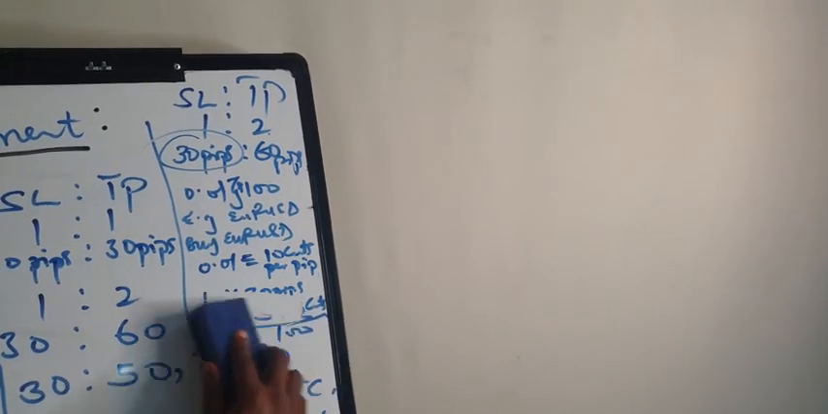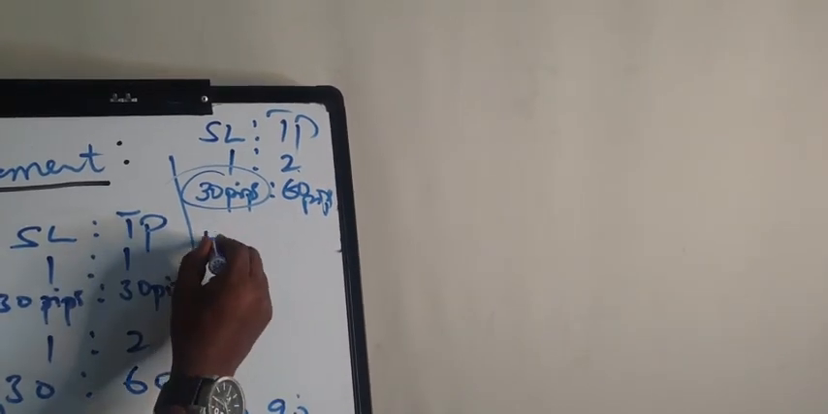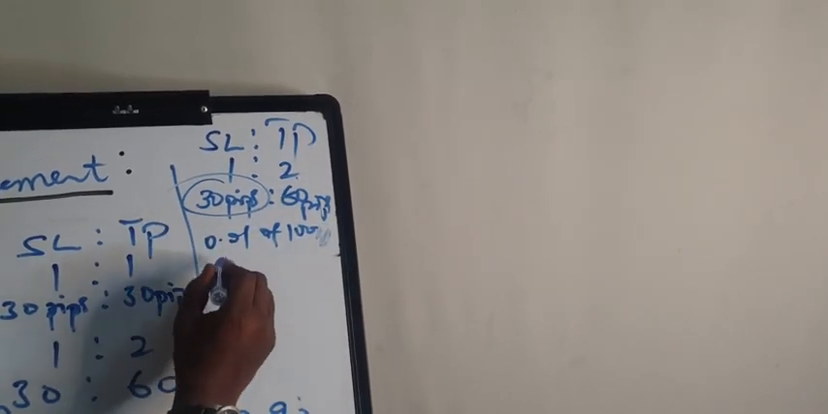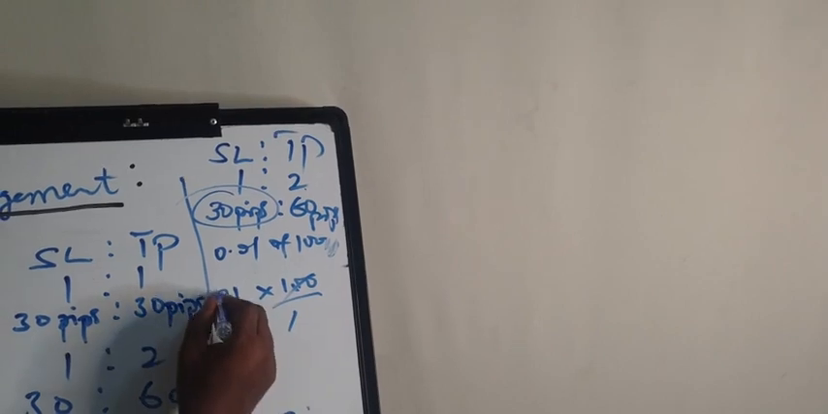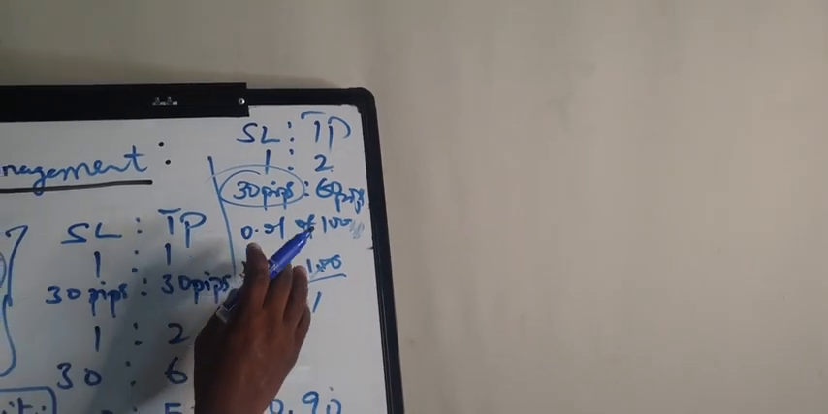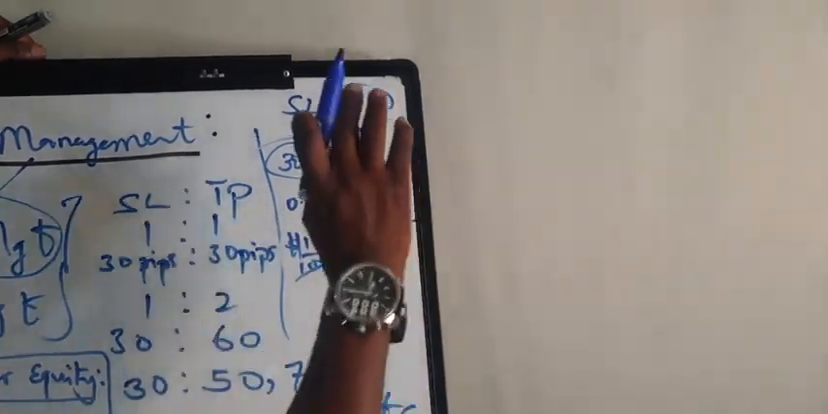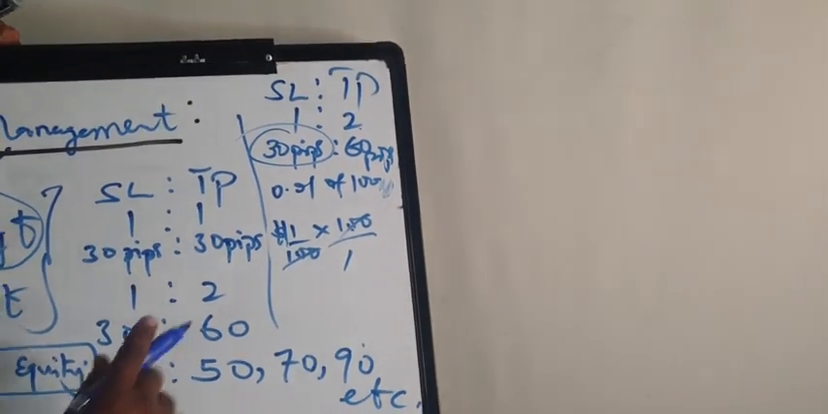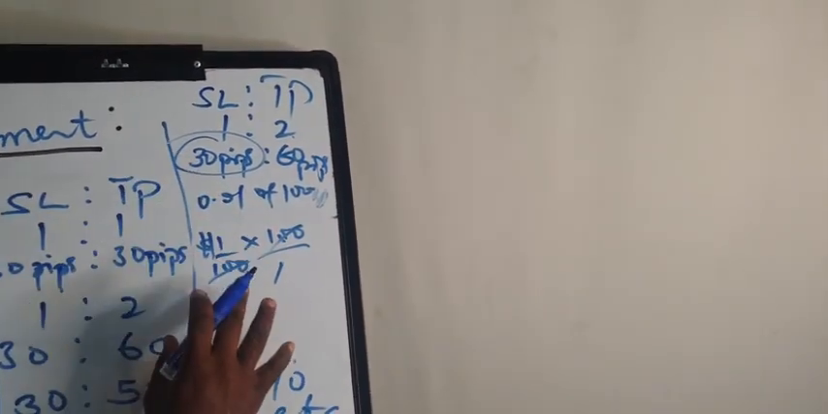Now, what 0.01 stands for on your $100 is that you are risking just 1%. You said 0.01 of 100. In normal layman mathematics, this means 1 over 100 multiplied by 100. So it means you are actually exposing $1 per trade. You are using, if you lose, $1 from your $100.